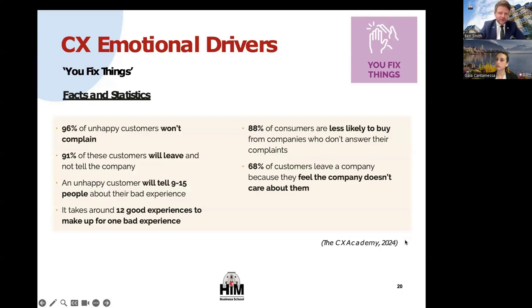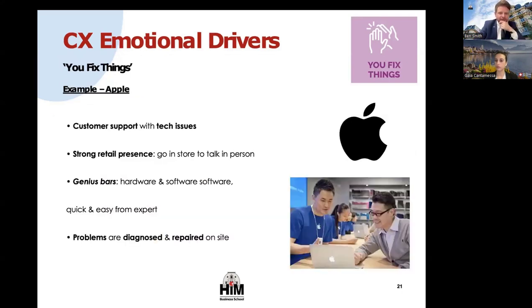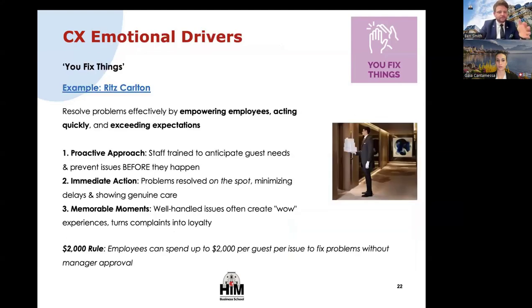Some statistics that we can come back to later in the questions. Apple, a good example of this, they've incorporated this idea of fixing things for their customers into their whole experience. You'll see this when you go to an Apple store, they have a specific area just for supporting with tech issues. And this is not for new customers who didn't buy a product, it's for existing customers, keeping their existing customers happy. Ritz-Carlton, another example. Unfortunately, I don't have time to go into it, but after this webinar, you can look up the $2,000 rule of Ritz-Carlton. It's a way that Ritz-Carlton aims to really invest in fixing problems for their customers.